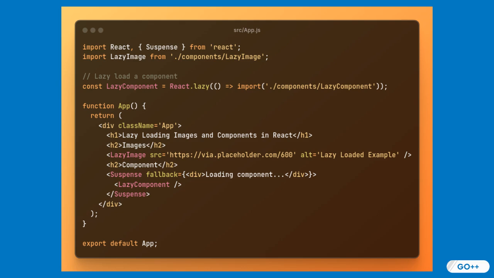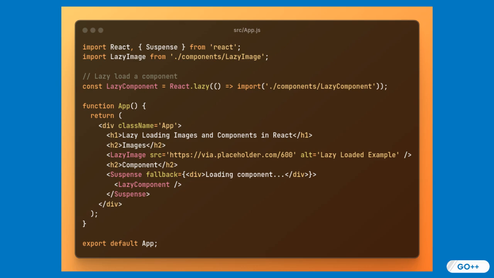Now, let's take a practical look at how lazy loading is implemented in a React application. We'll examine a project setup to demonstrate lazy loading of both images and components. Our project is structured with a package.json file that outlines the dependencies needed, including React and React DOM. The main entry point is src/index.js, which renders the App component.